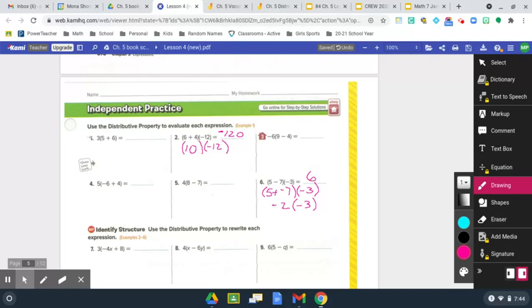You try 1, 3, 4, and 5. You finish these 4 out right here. Try them. And then pause the video. Obviously, when you do that, come back and check your answers when you're all set.